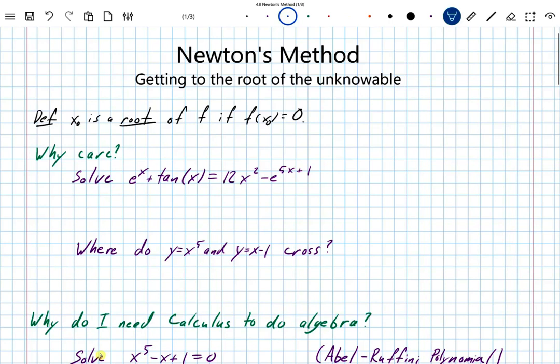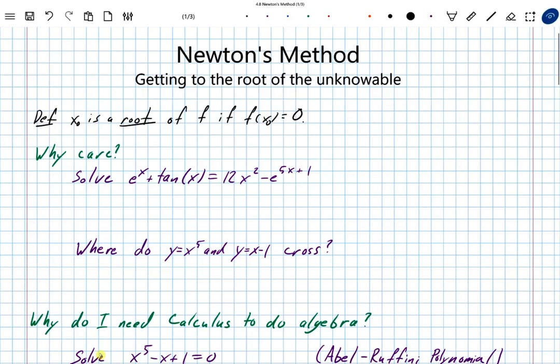Welcome back. Another lesson. I like this one a lot. I'm going to be honest with you, some people kind of give this one short shrift in calculus, but it is so important. It is so useful out in the world. It is old, but still gets used a lot. So, Newton's method. I called it getting to the root of the unknowable.